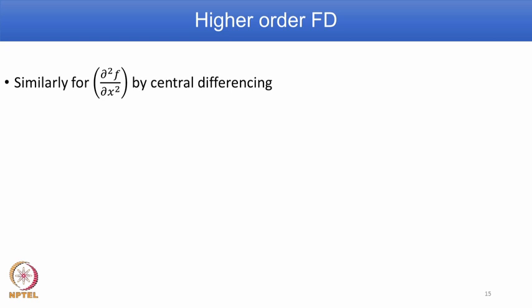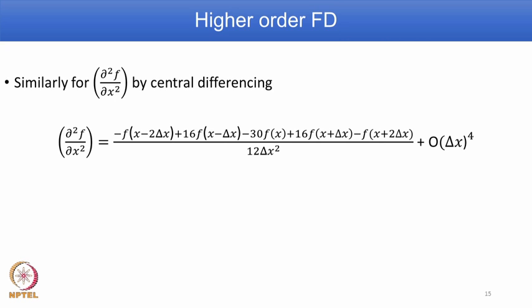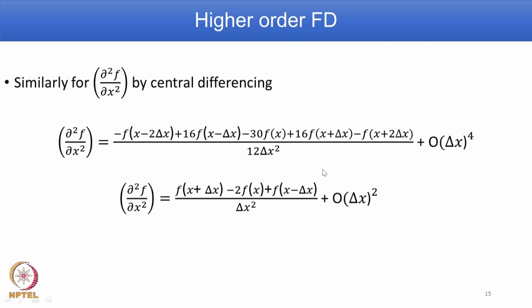Now, in the last few slides we have seen how to obtain higher order finite difference schemes by both forward differencing as well as backward differencing for the first derivative. We will now extend this procedure to get a higher order finite difference scheme for the second derivative, for example, by the central differencing procedure. What is shown here is the final obtained formula, and as you can observe, this is of order 4.